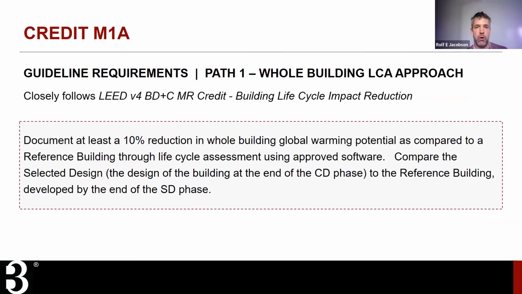So for the guideline requirements themselves, path 1 is the whole building LCA approach. The requirement is to document at least a 10% reduction in whole building global warming potential. And that's, of course, relative to something, so we have to set what we call a reference building. There are different ways to create a reference building, and it's documented quite well in the LEED manuals.